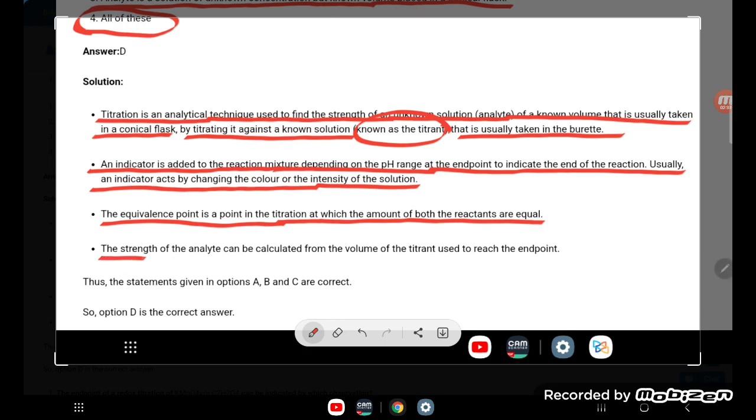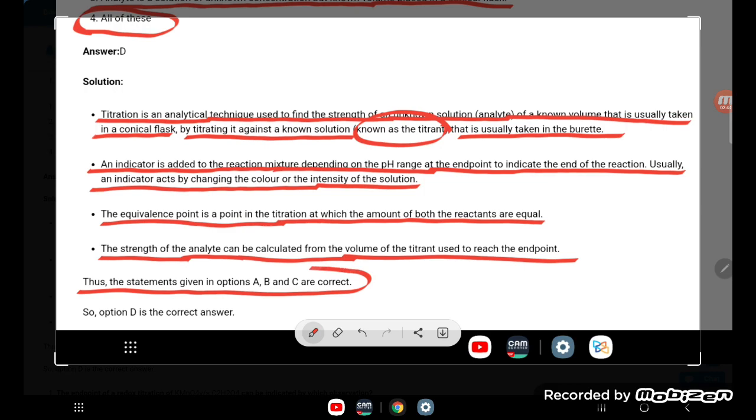Second, the strength of the analyte can be calculated from the volume of the titrant used to reach the end point. Thus, the statements given in A, B, C are correct. The correct option is option number D.